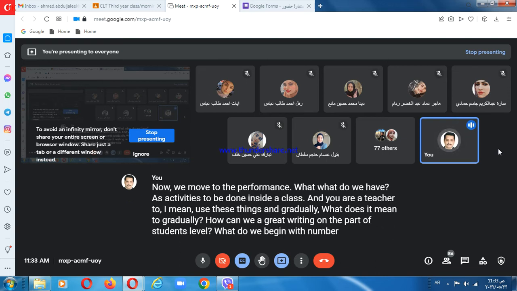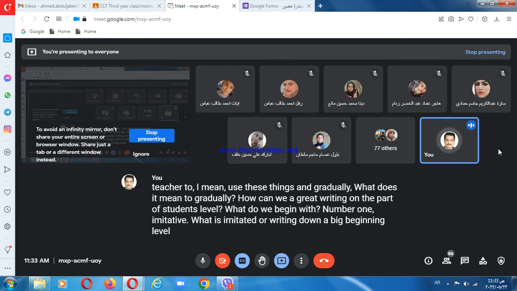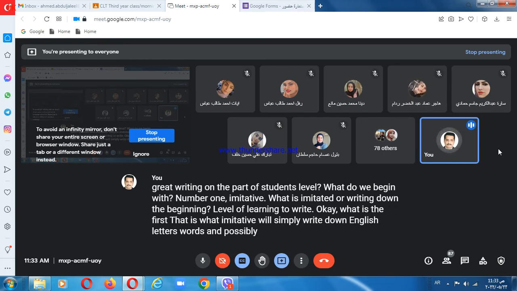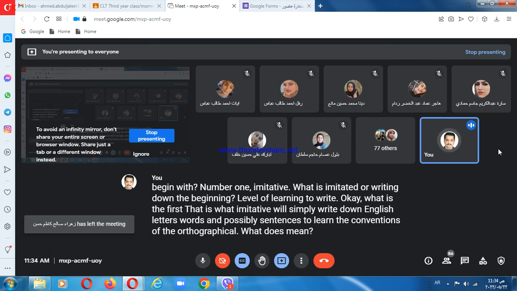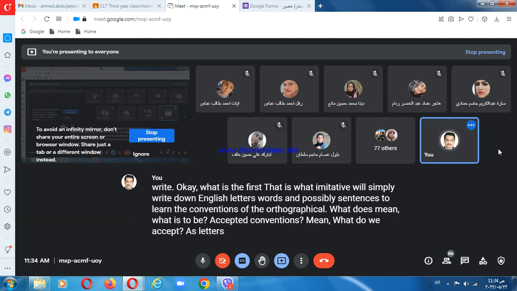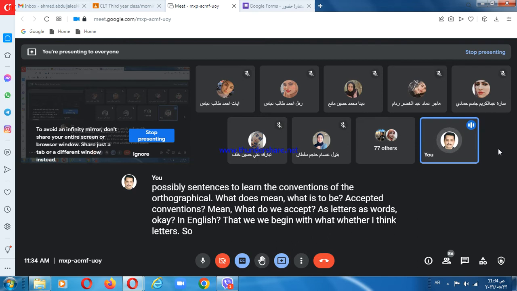Number one, imitative. What is imitative? Or writing down. Beginning level of learning to write. What is the first step? Imitative will simply write down English letters, words, and possibly sentences to learn the conventions of the orthographical system. What does it mean? What is to be accepted? Conventions mean what we accept as letters, as words. In English, we begin with writing letters. So this is what we call writing down, imitative.